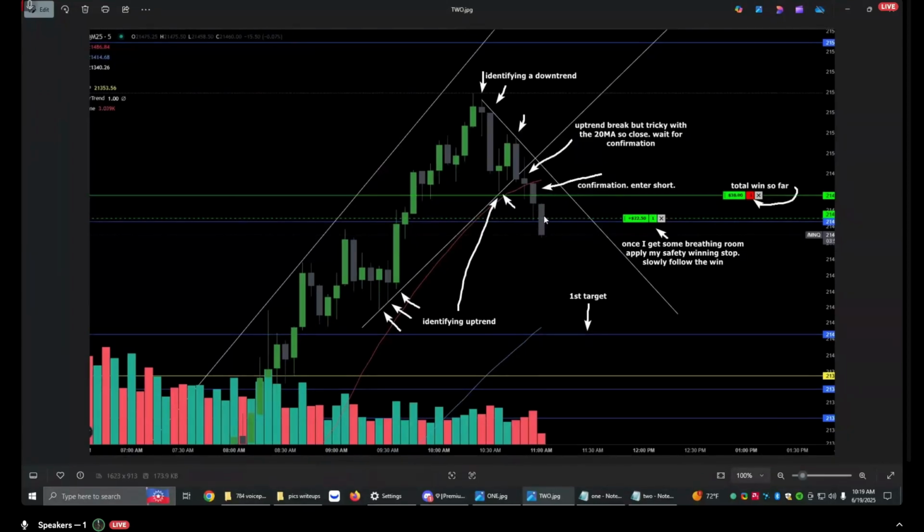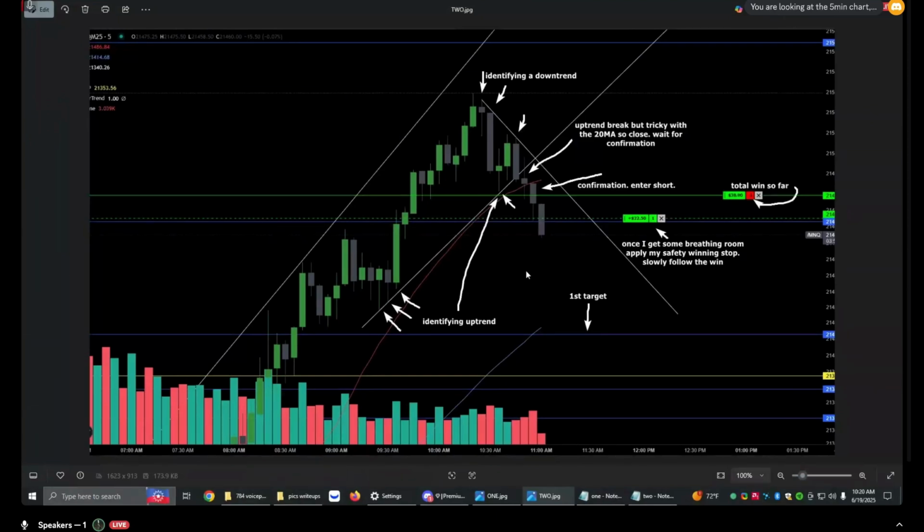Safety stop. Once I got breathing room, my safety is in place because I like to be safe instead of be red. If it kicks me out, whatever. If the setup is still valid, I can re-enter. My first target would have been the support level. Also, it looks like the 50 MA was about matching with that. So this would be the next point of interest where something's going to happen. And then just let it ride, let it play out and see what happens. So that is number 2.